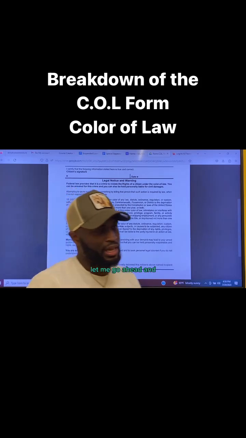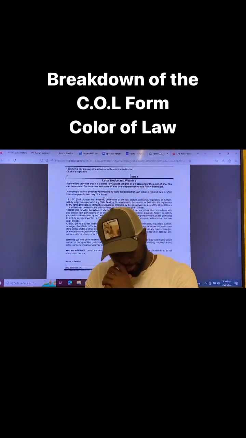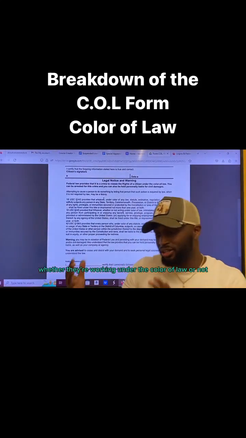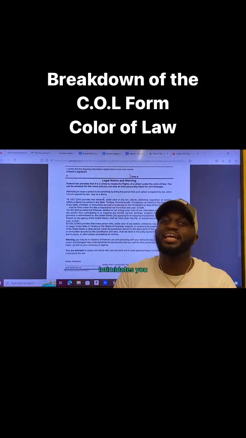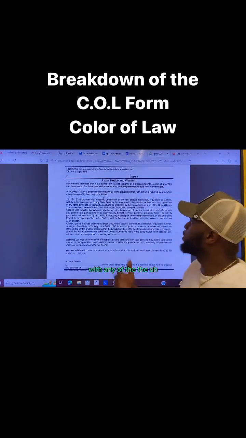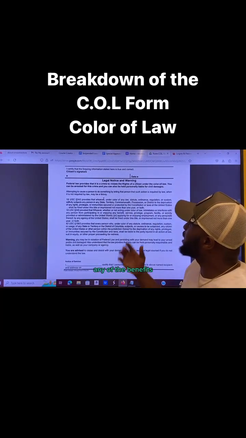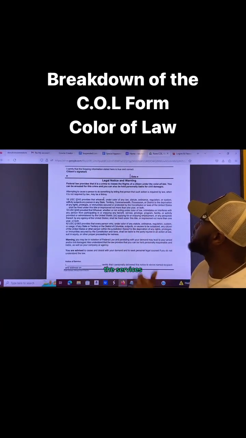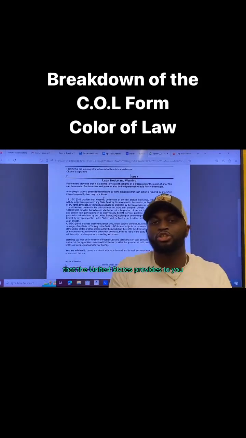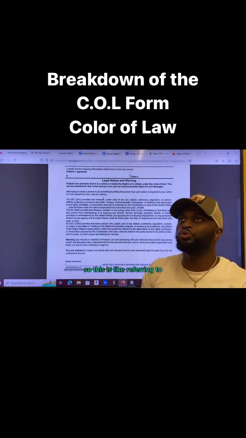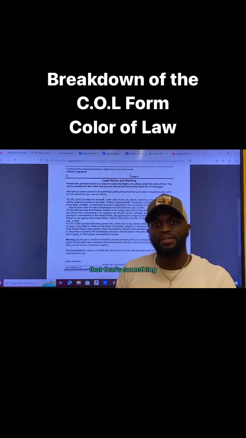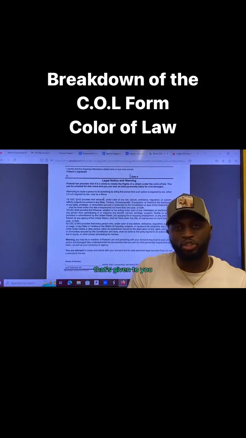Let me go ahead and bring this together for you. This one is saying that if anybody, whether they're working under the color of law or not, intimidates you or interferes with any of the protections, any of the benefits, the services, the privileges, the programs that the United States provides to you. So this is like referring to your driver's license. Your driver's license is a privilege, right? That's something that's a freedom that's given to you.